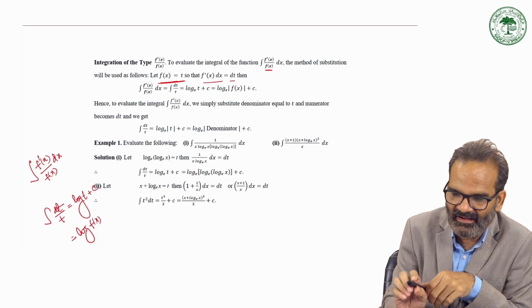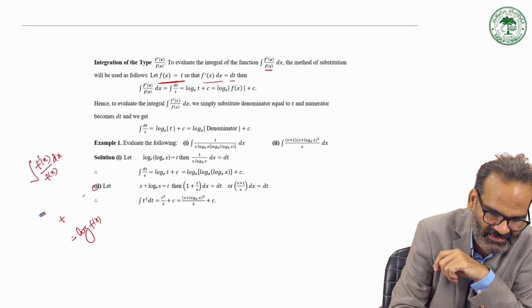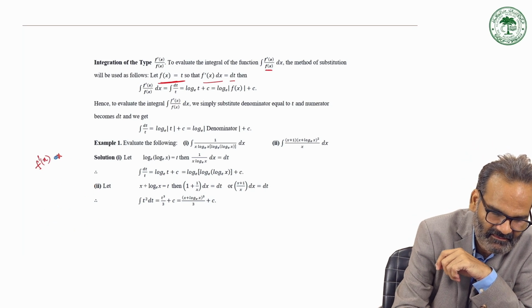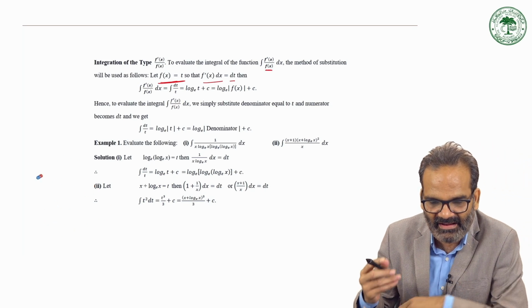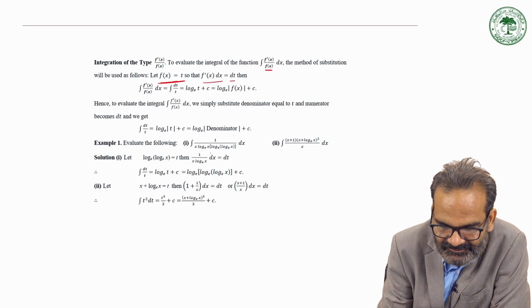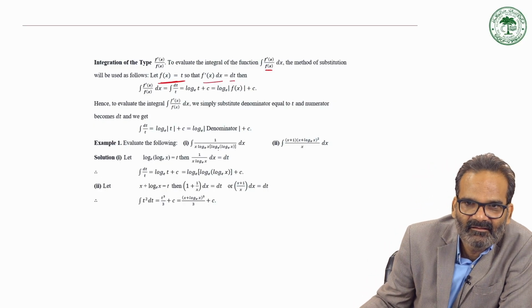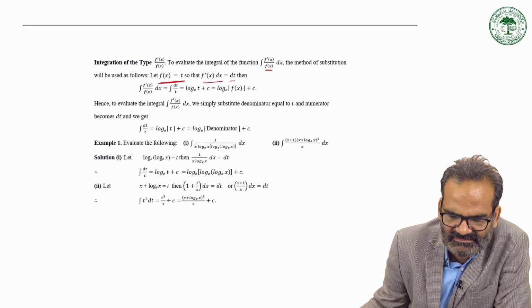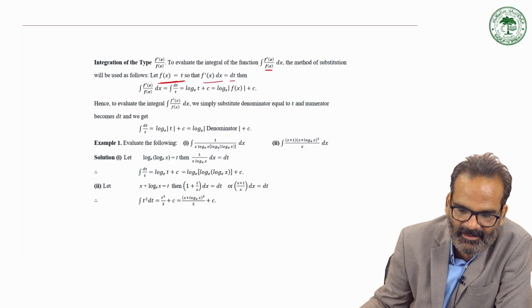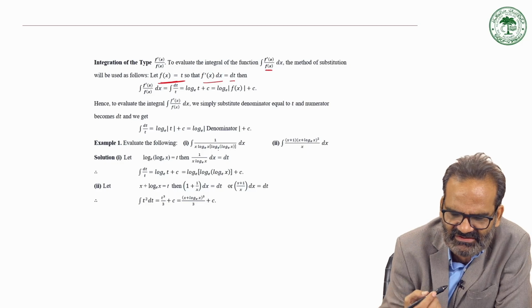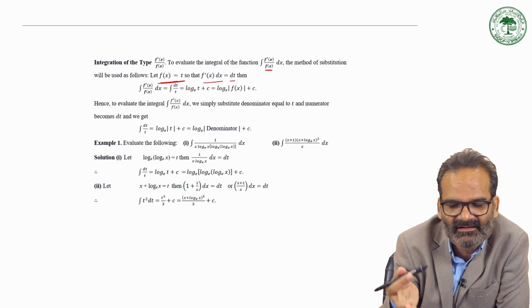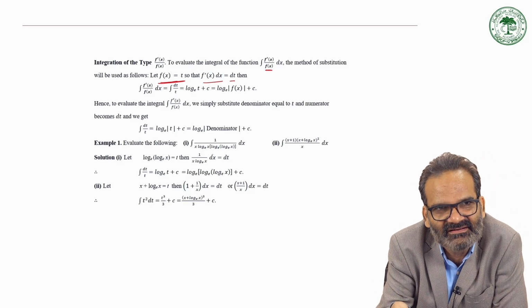See, evaluate the following. See this one. Here 1 upon x log x, and then within brackets log x, log of log x. So what will we do here? We will use the method of substitution. See how it works. This is also a case of substitution. We can use the substitution here.